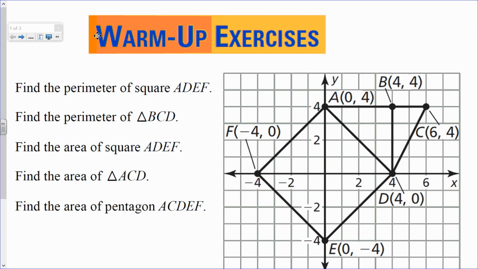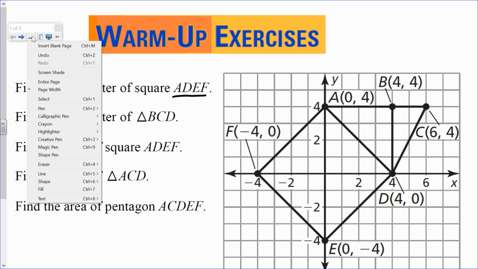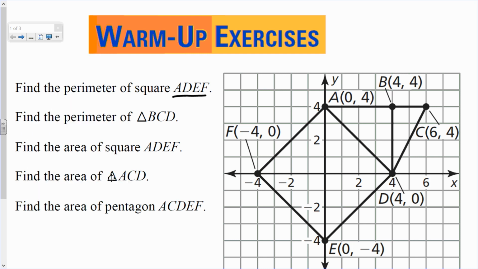Let's find the perimeter of ADEF. It's a square, so all I need is just one side. If I know one side, then I know all four because it's a square. Let me highlight it in blue. So all I've got to do is figure out one side and then multiply it by 4, and that'll be my perimeter. In other words, we'll work smarter, not harder.